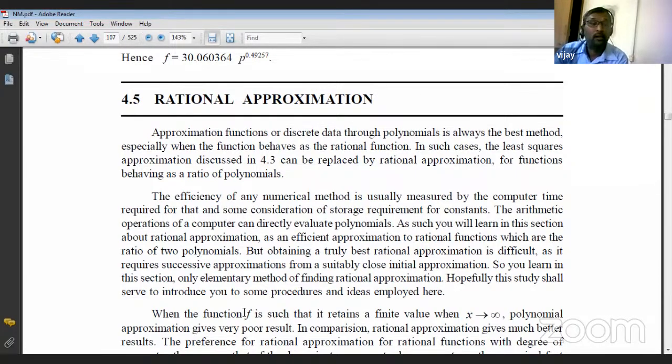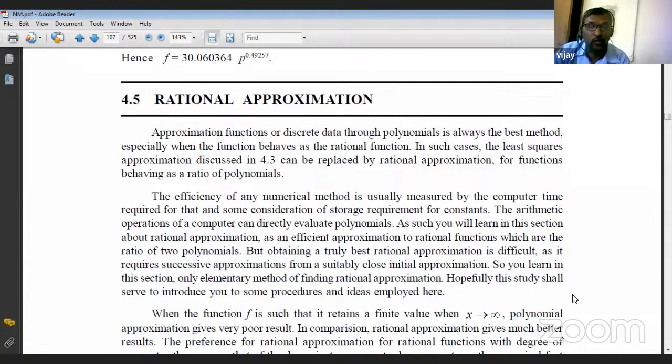The arithmetic operations of the computer can directly evaluate polynomials. As such, you will learn in this section about rational approximation as an efficient approximation, where a rational function is a ratio of two polynomials. But obtaining the truly best rational approximation requires a suitably close initial approximation. So you learn in this section only elementary methods of finding rational approximations.